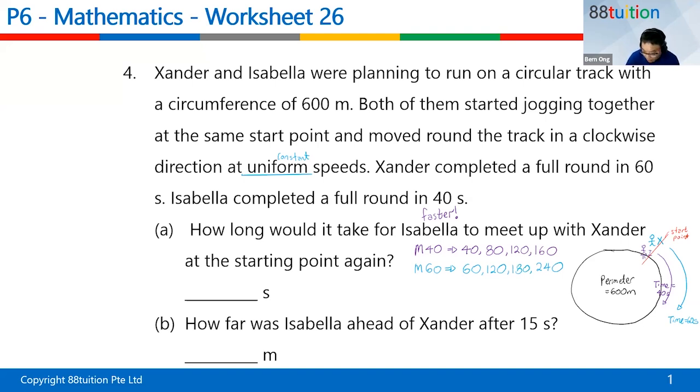Because it's one round, our dear Isabella will complete 3 rounds, and Xander will only complete 2 rounds. This one is 3 rounds, and this one is 2 rounds. But the important thing is they will meet at the starting point once again. Can you see or not? So how long will it take for Isabella to meet up with Xander at the starting point again? 120 seconds. You are supposed to write out the multiples.